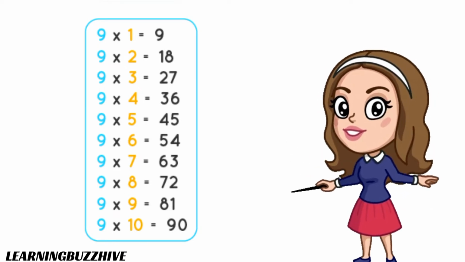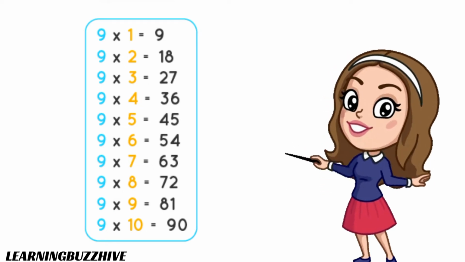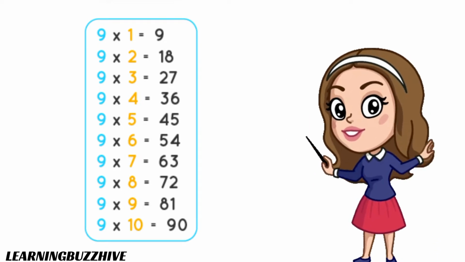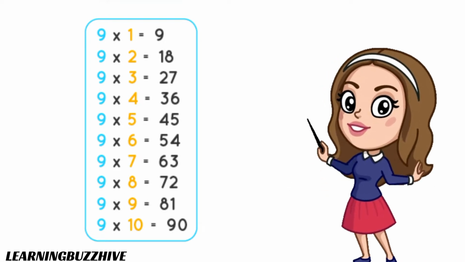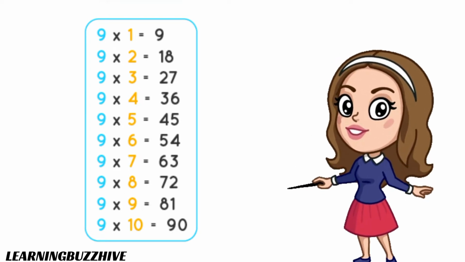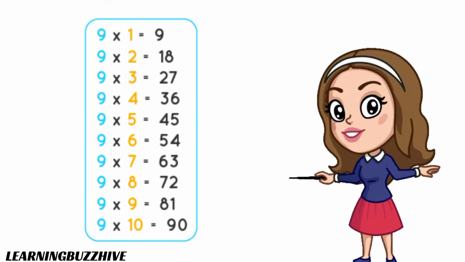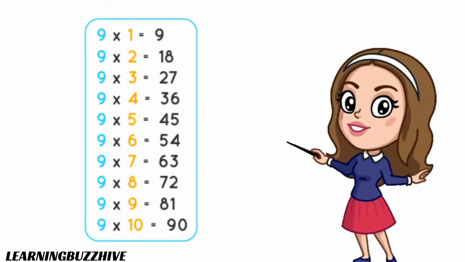Nine sevens are 63. Nine eights are 72. Nine nines are 81. Nine tens are 90.